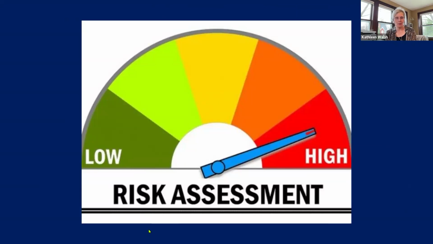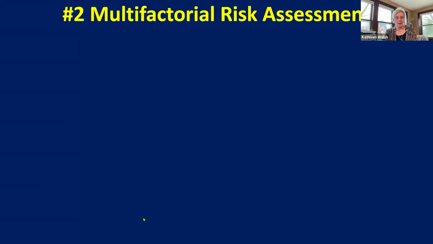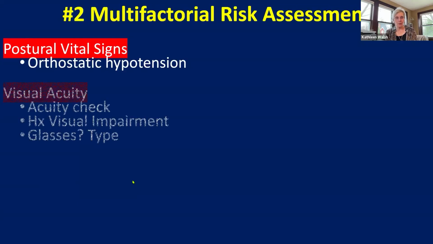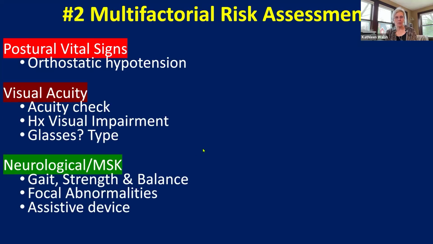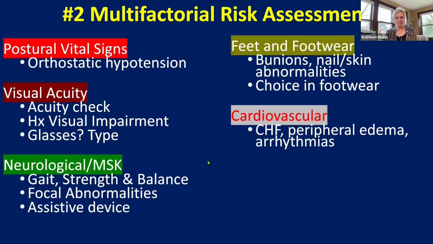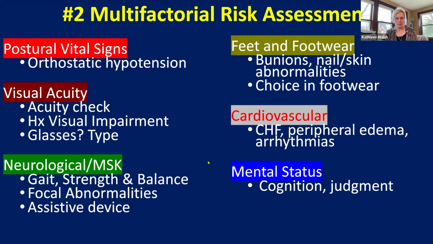Next. Risk assessment. Are they at high risk? And this is how we determine that. There's a lot of things that we go through. You can just click until we fill up the screen there. That would be great. So whether I see them in clinic, in their home, or in the hospital, we go through all of these.